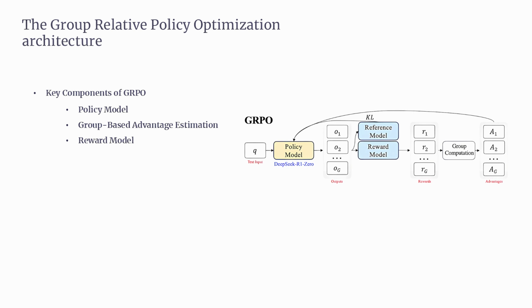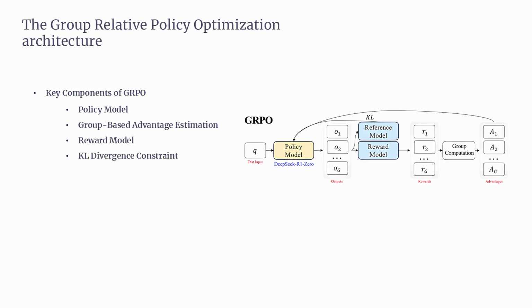3. Reward model. GRPO uses a reward model to evaluate each response. This model is trained on datasets that compare different outputs for the same prompt. Since GRPO's approach is comparative, the reward model aligns perfectly with this structure.